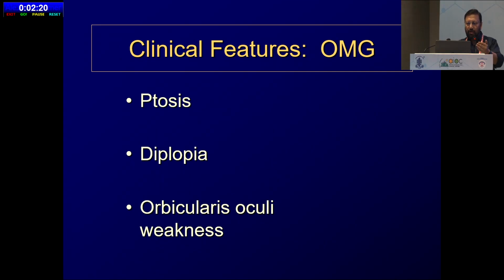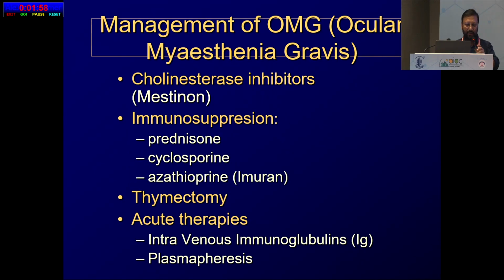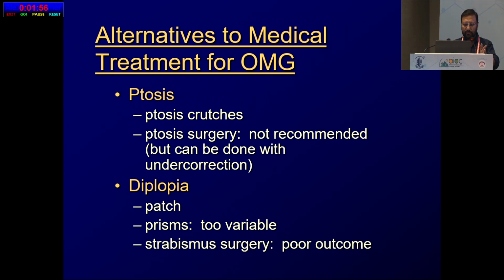In ocular myasthenia gravis, the patient may present to you with only ptosis or may even have diplopia, or inappropriate closure of the lids. So there could be an orbicularis weakness as well. Of course, we know about anti-acetylcholine receptor antibodies, Tensilon test, electromyography, and the ice test, which is very important and very easy to do in the office. For management, we can go with medical management or ptosis crutches. If the patient is not improving with all this, sometimes you actually need to resort to surgical management also.